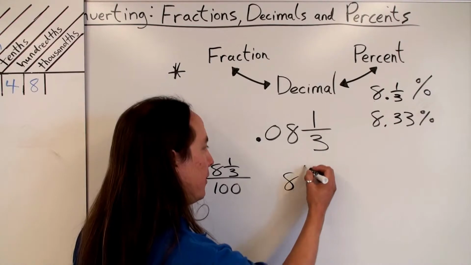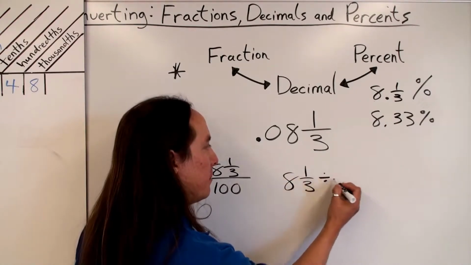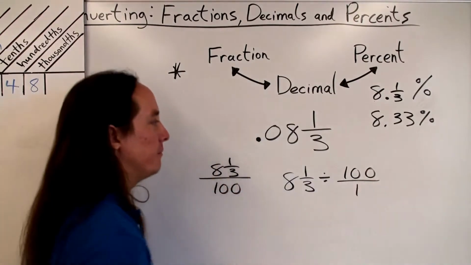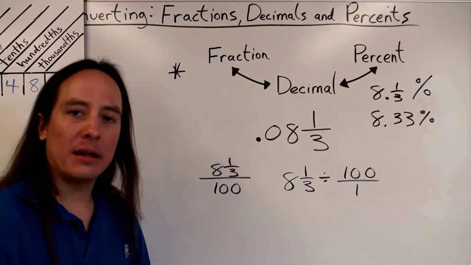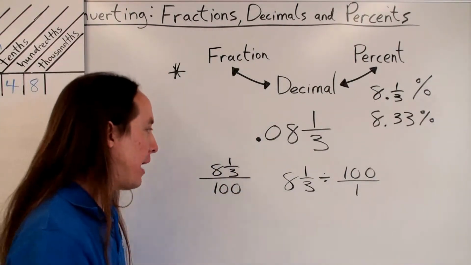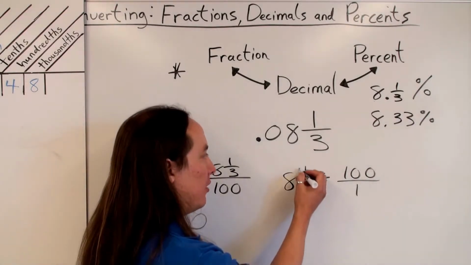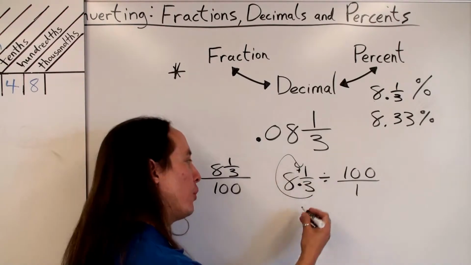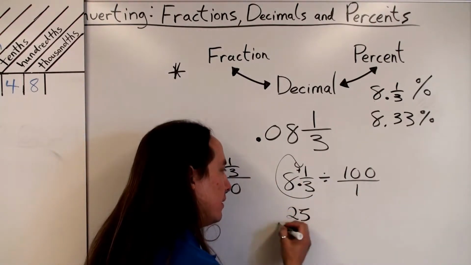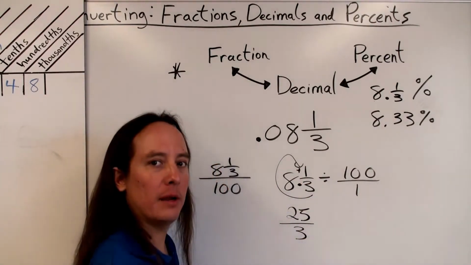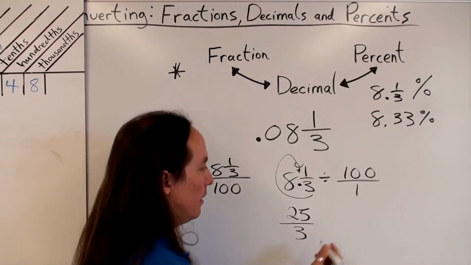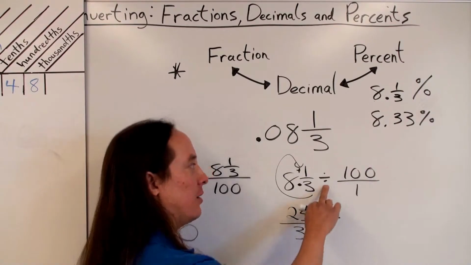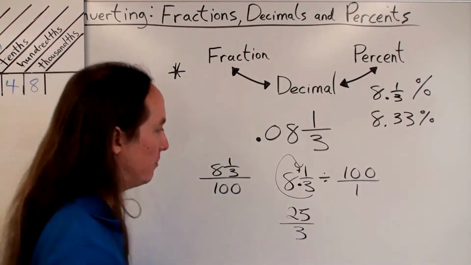It's going to be 8 1/3 divided by 100. And if you remember, 100 has to be over 1. Now I have to convert my mixed number into an improper fraction, which is a multiplication and an addition going in this direction. 3 times 8 is 24, plus 1 is 25 over 3, right? You guys can still see that? Yeah, okay. And I'm going to flip this over. Remember that? Taking the inverse of the second one so I can change my division to a multiplication.